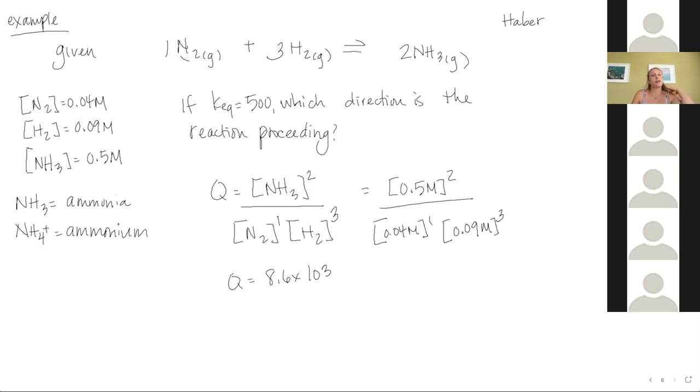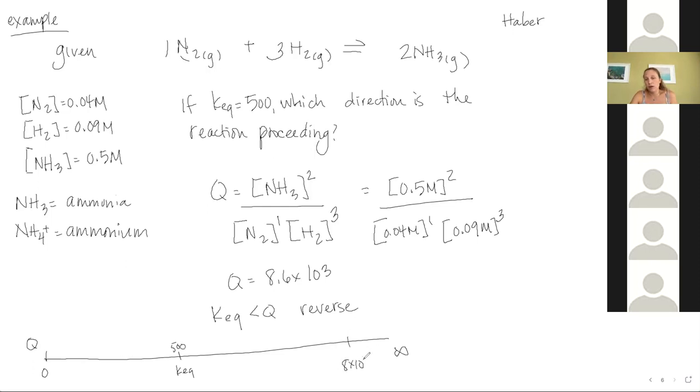So a very large number. KEQ is less than Q, which means that we are going to be going in the reverse. Or if you look at the line, we have 0 to infinity of Q. Our KEQ is here at 500. Our Q is out here at 8.6 times 10 to the 3. So we need to go in reverse to get to this KEQ.